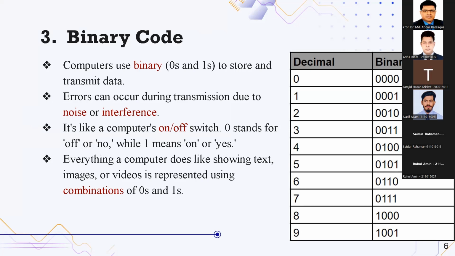Now I present binary code. Computers use binary 0 and 1 to store and transmit data. Errors can occur during the transmission due to noise or interference. It acts in a computer like an on-off switch. 0 stands for off, while 1 stands for on. Everything a computer does, like showing text, image, video, is represented using combinations of 0 and 1. Please go to the next slide.